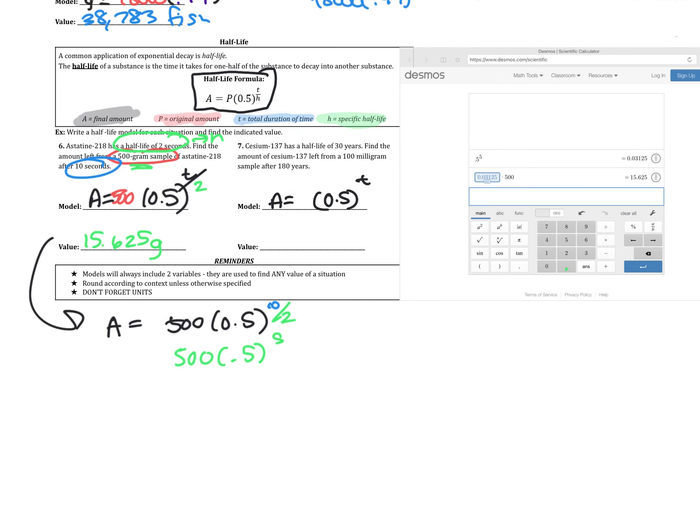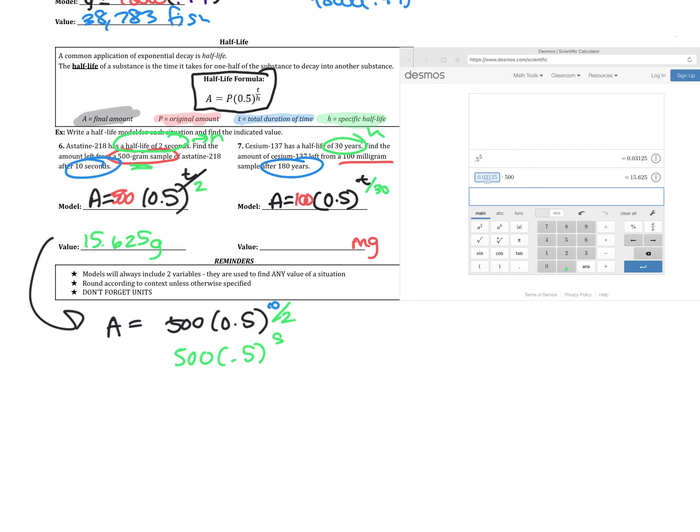Okay, cesium-137 has a half-life of 30 years. So that's our H value. That's going to go underneath T. Find the amount left from a 100 milligram, so I know my units are going to be milligram, 100 milligram sample after 180 years. So my model is going to be A equals 100 times 0.5 to the power of T over 30.